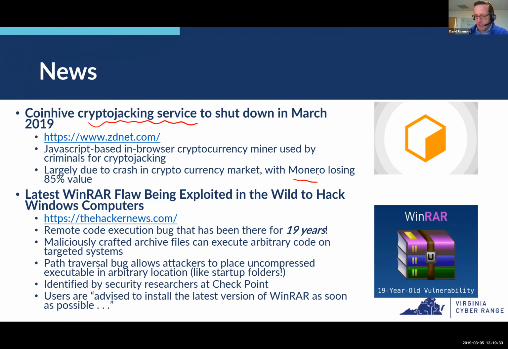But Coinhive is shutting down. Why is it shutting down? Well, it's not because Coinhive was upset that people were using their site for cryptojacking. Coinhive didn't care. They got a cut from anybody, whether it was a criminal or not, and it just turned out that most people who were using their site were criminals. But really, the reason they shut the service down was because it wasn't cost effective anymore, right?